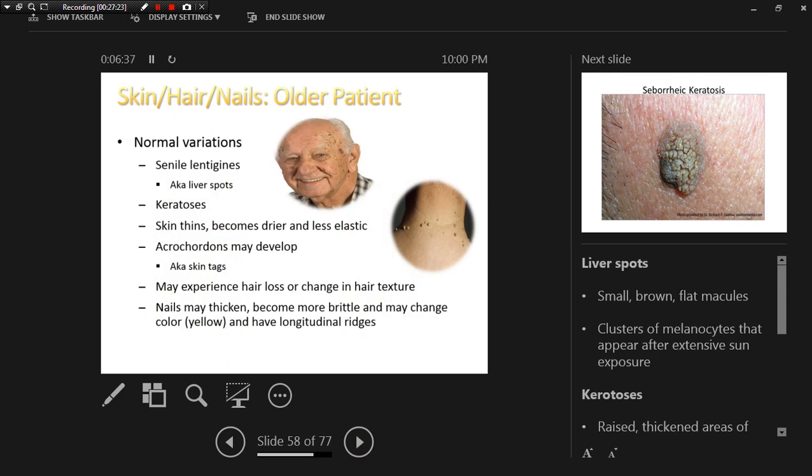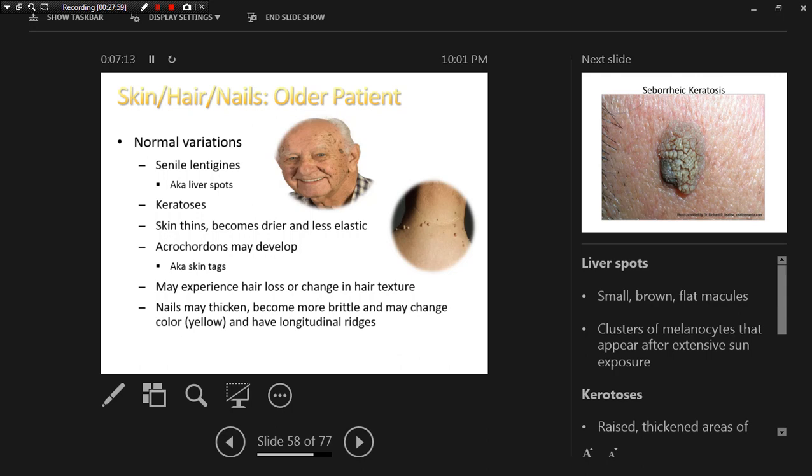All right, so the skin, hair, and nails in the older patient. So we know a couple of the normal variations as people get older and they have certain areas of their skin that's exposed to the sun is we know senile lentigines or liver spots. So we typically can see these on the face, maybe the hands or the arms where the patient has been in the sun frequently. And so all they are is a cluster of melanocytes in these sun-exposed areas. And so no, they're not precancerous, and no, it doesn't necessarily increase the patient's risk of developing skin cancer.